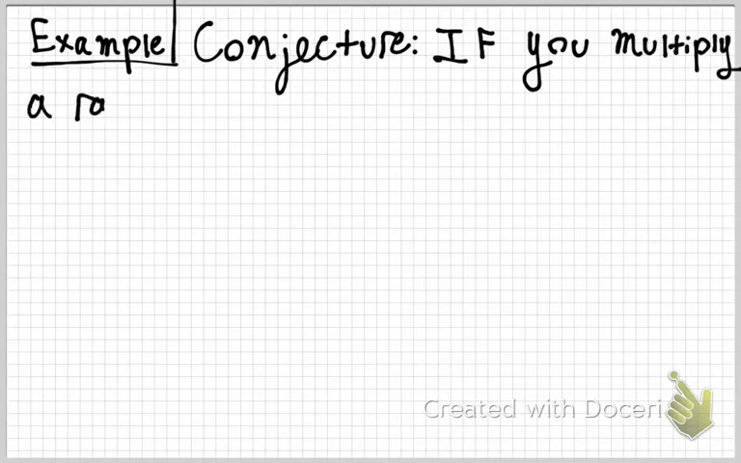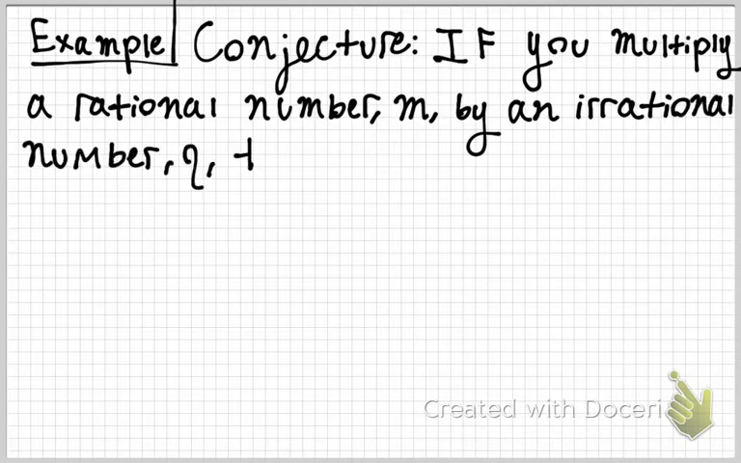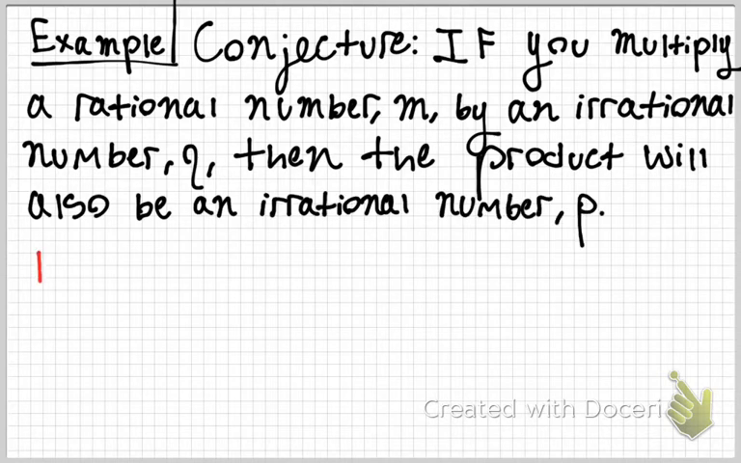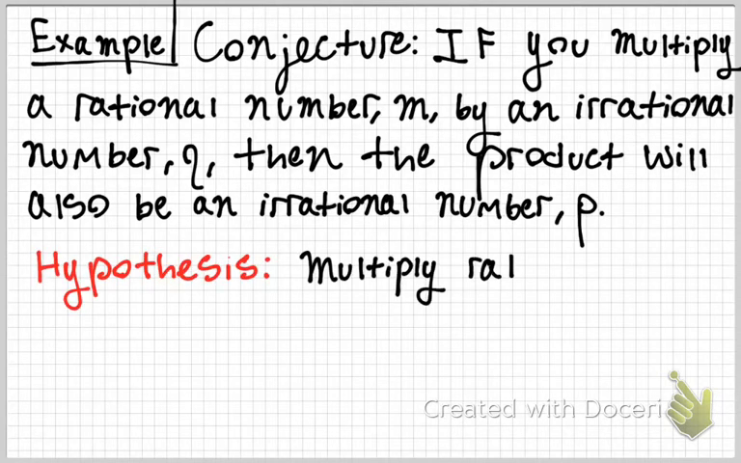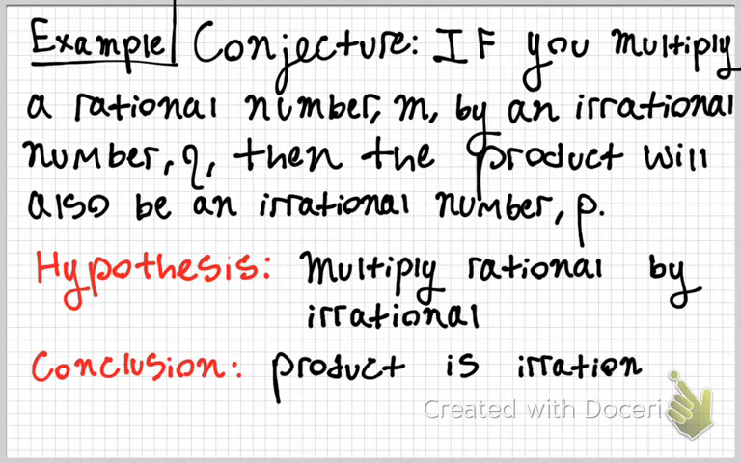and my conjecture is if you multiply a rational number m by an irrational number q, then the product will also be an irrational number p. Okay, so I got two numbers, m and q. M is rational, q is irrational. And my goal is to prove that m times q is equal to some other irrational number. My goal is to show that the product of a rational number and an irrational number is equal to an irrational number. So here I have my hypothesis written out.